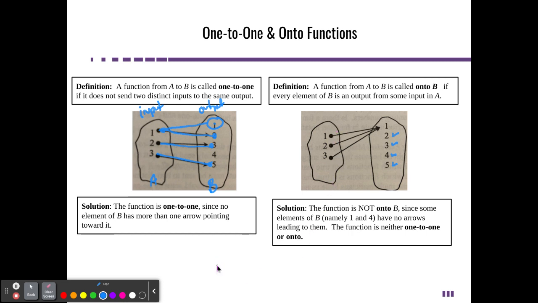So I think the best way to always look at this is to go from your output back to your input and then look at the definition. If you're one-to-one, then you're going to one element over here in the input. If you're onto, then every element of the output has to go onto something. It doesn't matter if they're repeated. If everything over here went to one of these, that would be onto. But that doesn't happen, so that's why it's not.